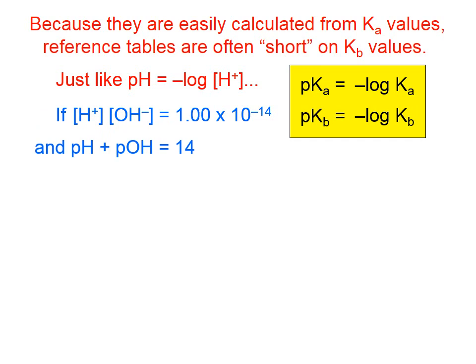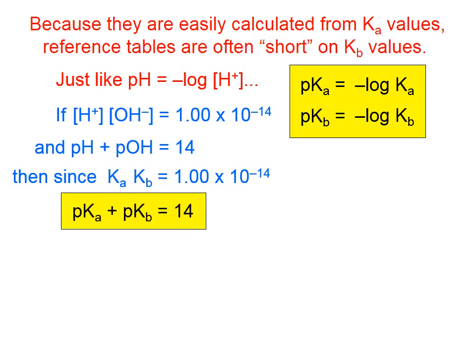If H times OH is 1 times 10 to the negative 14th, and pH plus pOH equals 14, well, we just saw in the last slide that Ka times Kb also equals 1 times 10 to the negative 14th, and therefore we can write this equation, pKa plus pKb equals 14 at 25 degrees Celsius. So when we say pH, we mean the negative log of the H. When we say pKa, we mean negative log of the Ka. So the negative log of anything is the P of anything.